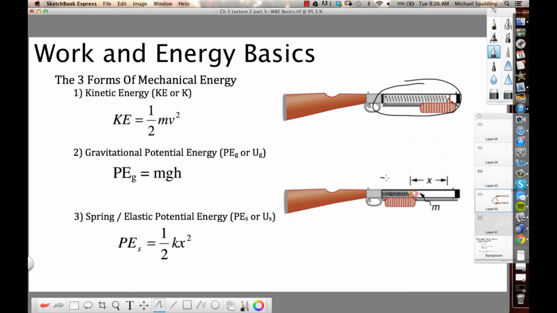When this spring is all compressed, is there energy stored in that gun, in the spring? Yep. So how do you find the energy stored in a compressed or stretched spring? If you stretch a spring, there's energy in there also. The equation is 1/2 kx squared.